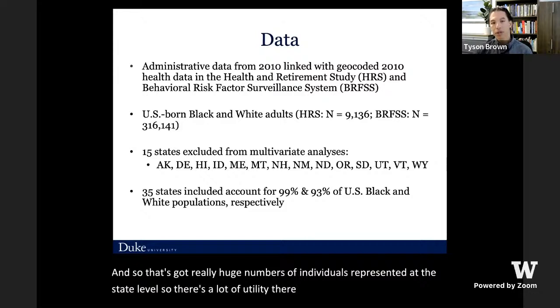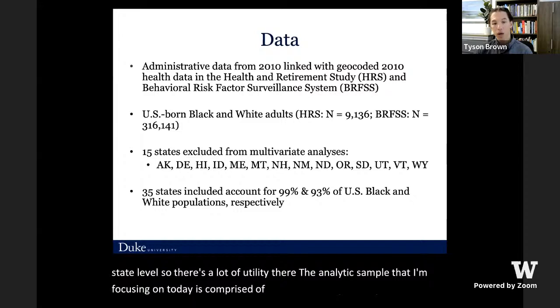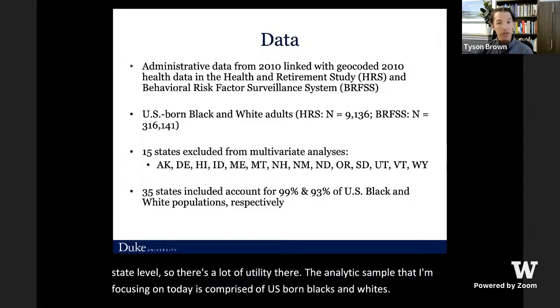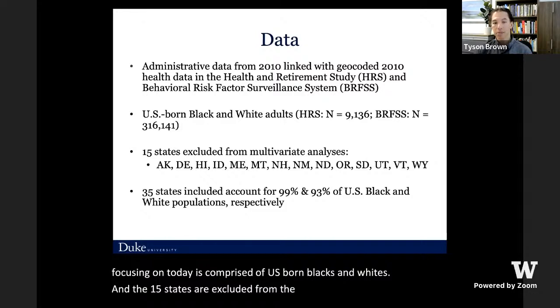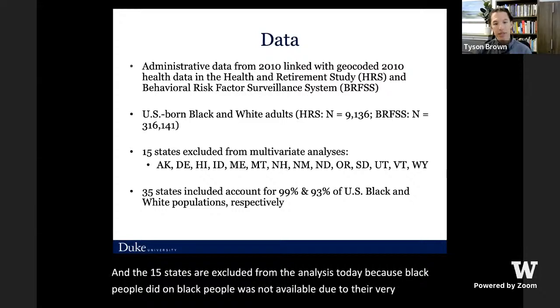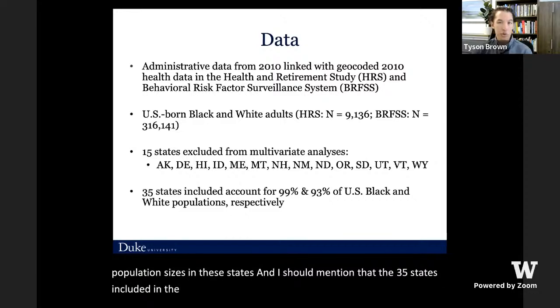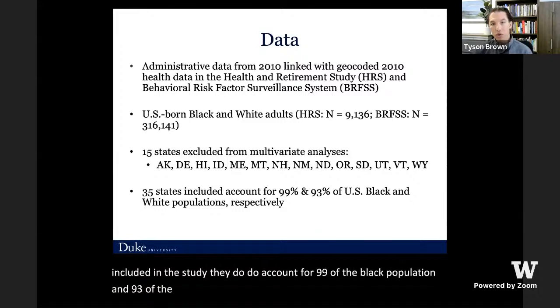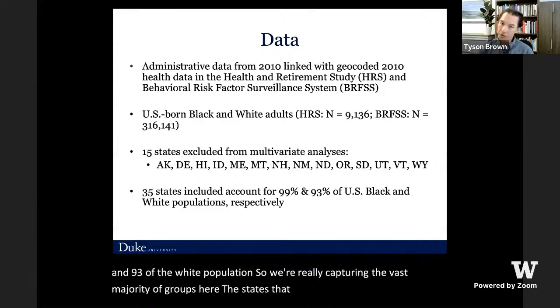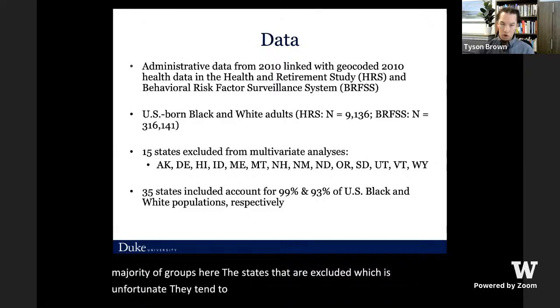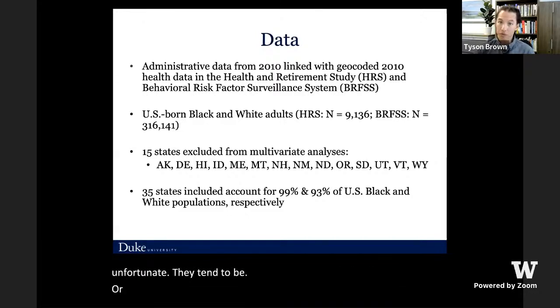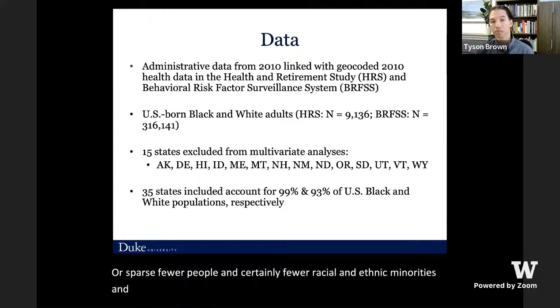The analytic sample that I'm going to be focusing on today is comprised of US born Blacks and whites. And 15 states are excluded from the analyses today because data on Black people is not available due to their very, very small population sizes in these states. And I should mention that the 35 states included in the study do account for 99% of the Black population and 93% of the white population. So we're really capturing the vast majority of groups here. The states that are excluded, which is unfortunate, tend to be more sparse, with fewer people, and certainly fewer racial and ethnic minorities, and Black people in particular.